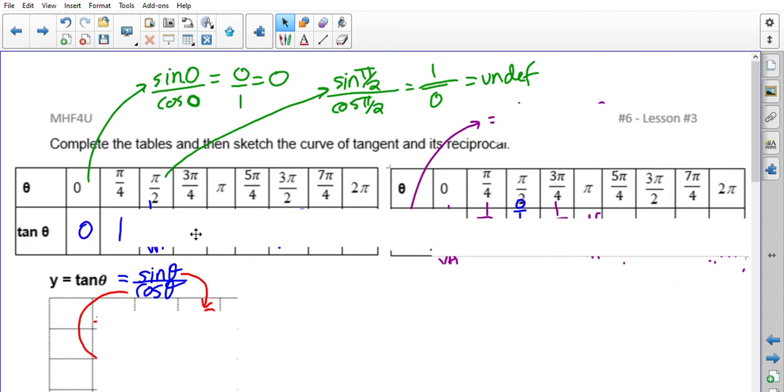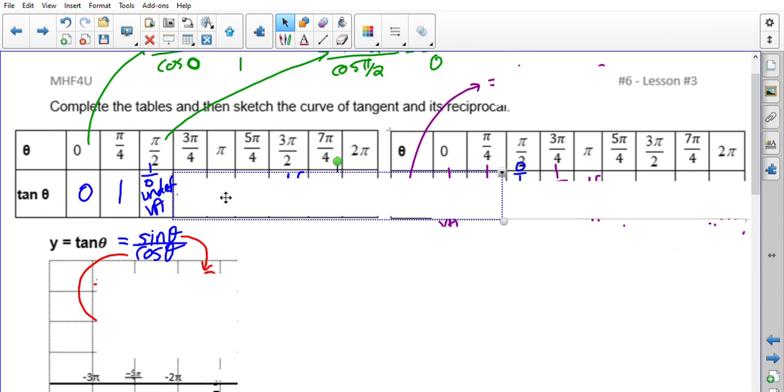Tan pi over 4, you should get 1. Tan pi over 2, same thing as sine pi over 2, which is 1, divided by cos pi over 2, which is 0. That is, any number divided by 0 is undefined. Okay. So we have a vertical asymptote in tan. So tan is the first primary trig ratio whose graph has a vertical asymptote. And it all comes back to the fact that tan is sine over cos, and therefore wherever cos is 0 is where something's going to be undefined.